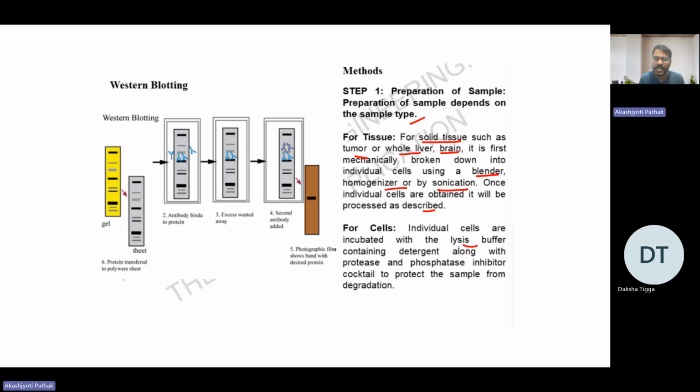So your lysis buffer has different detergents, RIPA buffer and all these different buffers that will lyse the cell membrane, and all the proteins present inside the cell will come out. You also need to add phosphatase and protease inhibitors so that the proteases and phosphatases present in your cell do not degrade your protein of interest. So first you need to prepare your samples.